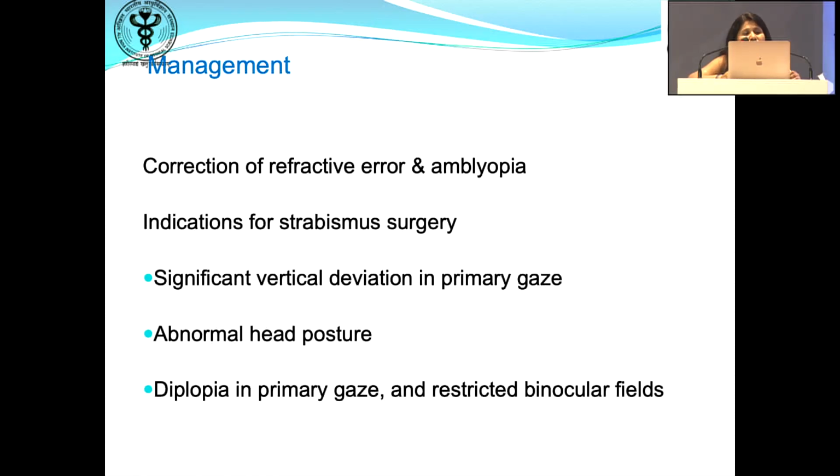As for the management, because they are congenital cases, they are often associated with some refractive error or amblyopia, and it's important that we take good care of the management of amblyopia before we do surgery. The indication for surgery is often cosmetic, and the deviation in the primary gaze is often associated with abnormal head posture if there is binocularity.